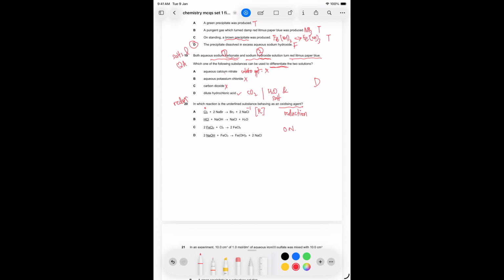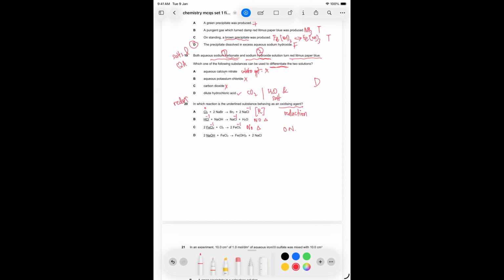Next one, HCl is -1 to Cl is still -1. Any Cl, the oxidation number is still -1. So this one there's no change. For this one, chlorine is -1, then it becomes here still -1. So -1 to -1, there's no change again. Triangle means change, means no change.